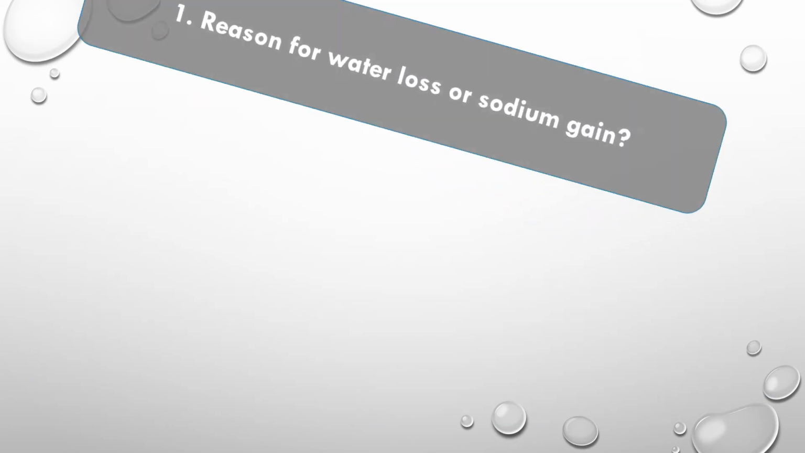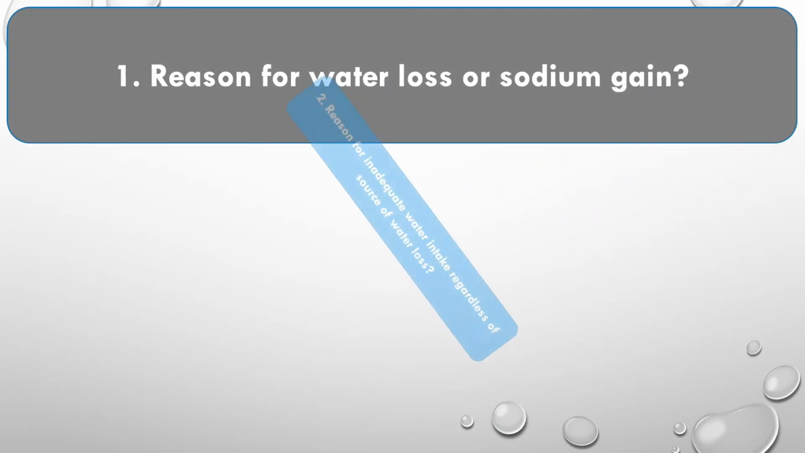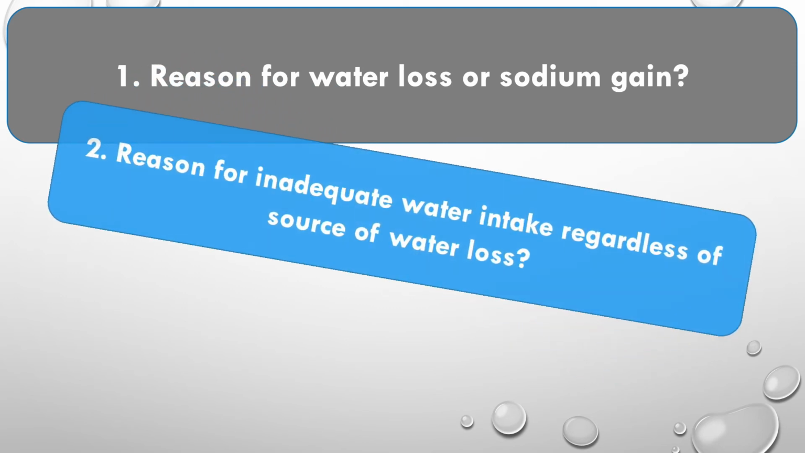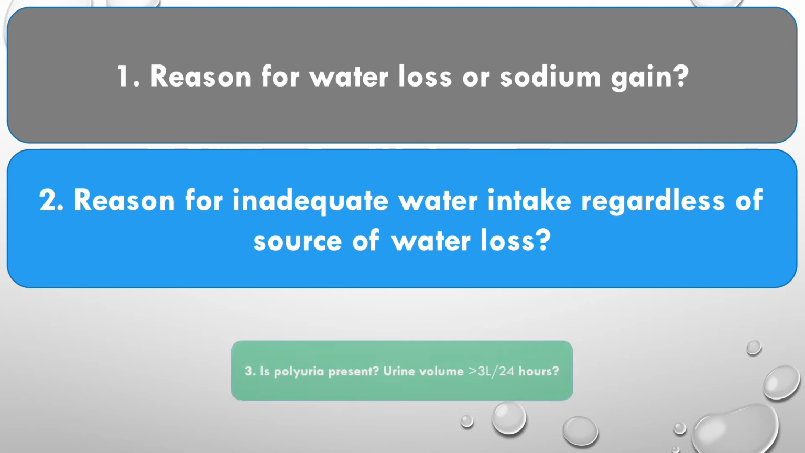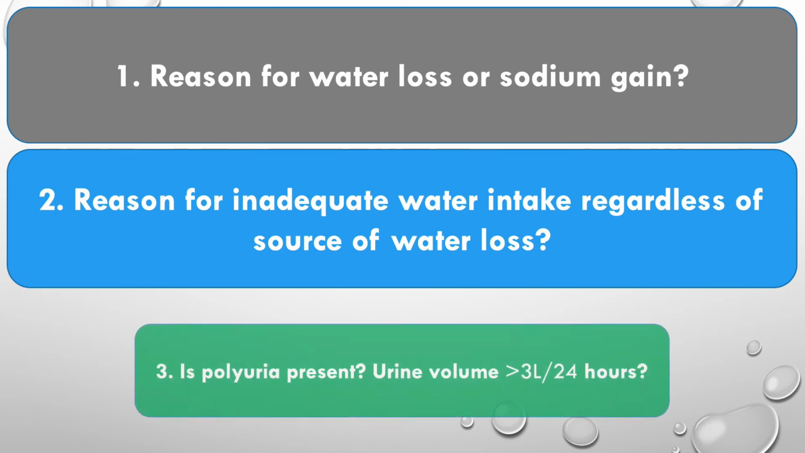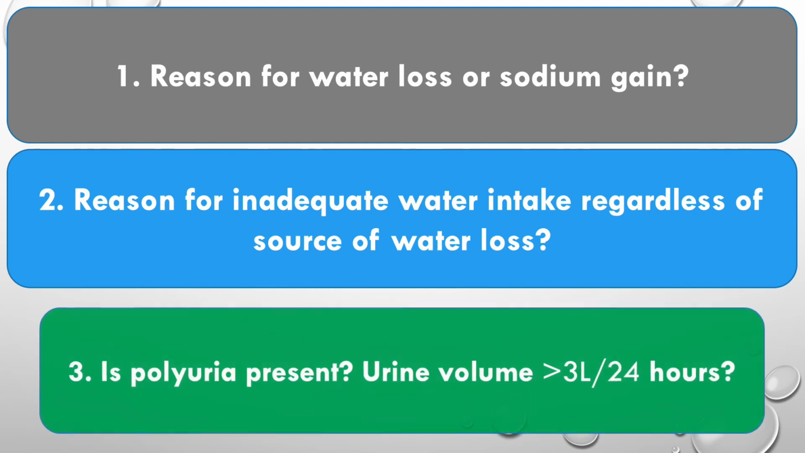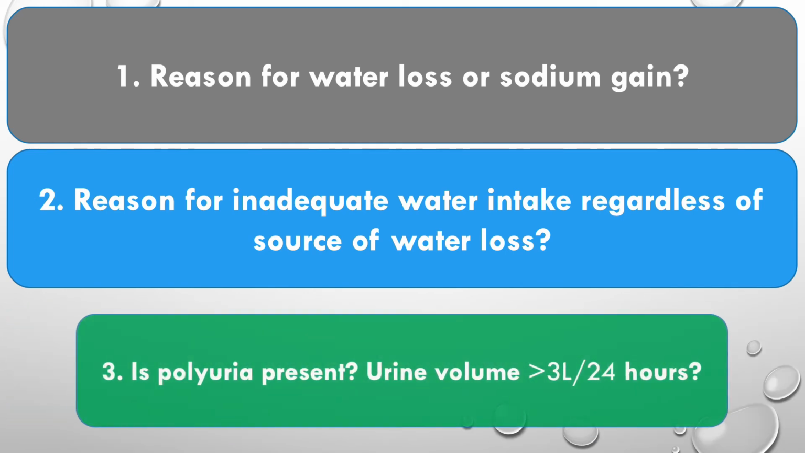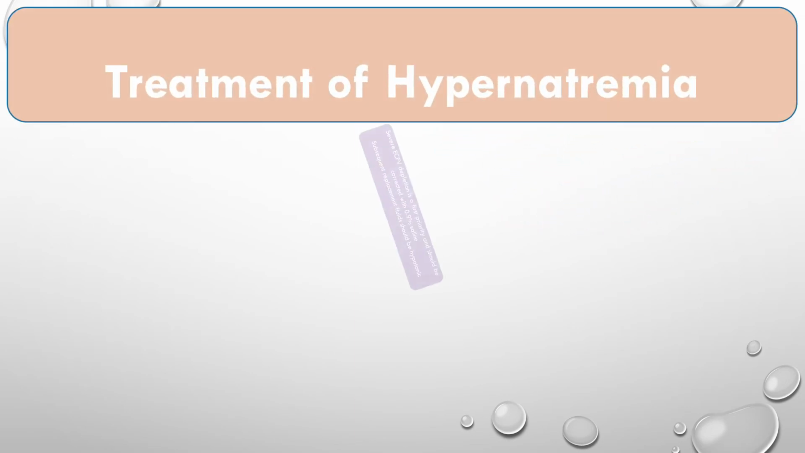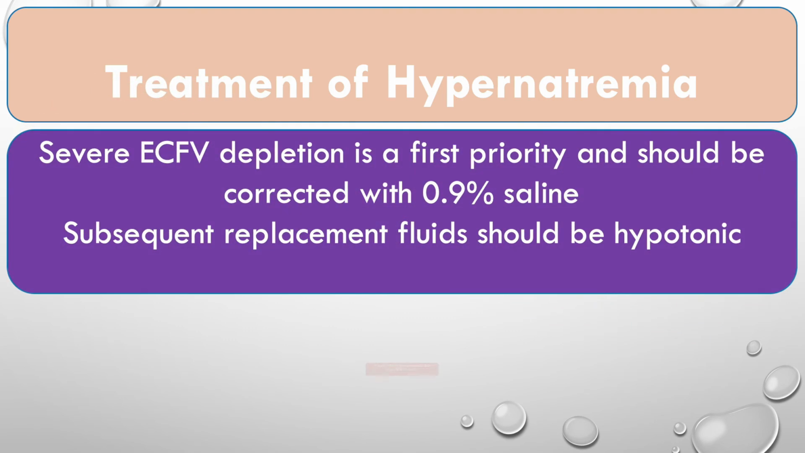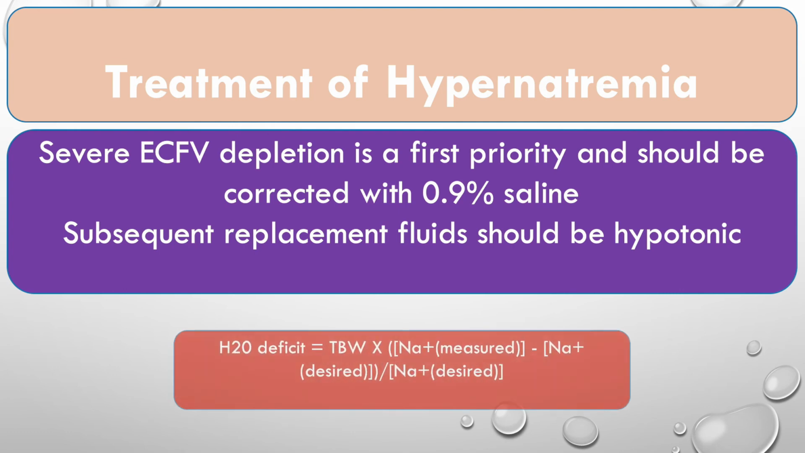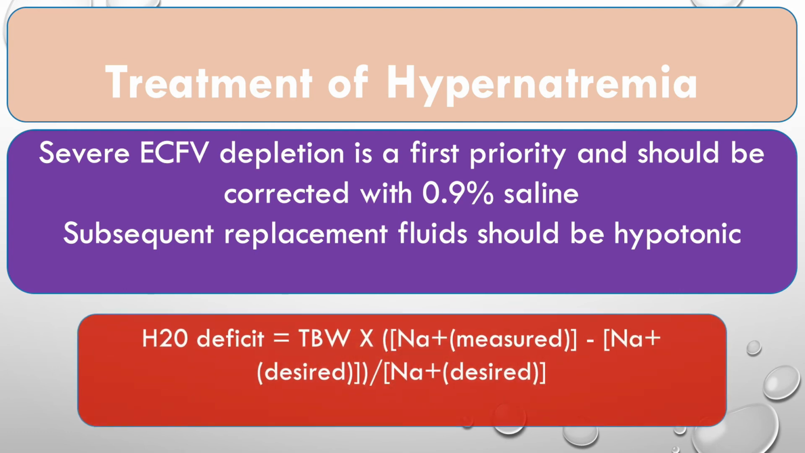Although identification of the cause of water loss is important, attention must also be given to identification of the reason why the patient is unable to replace the water losses, such as impaired thirst, altered mental status, or a primary neurological disorder. Severe ECF volume depletion, especially when accompanied by hemodynamic compromise, is a first priority and should be corrected with 0.9% saline. Subsequent replacement fluids should be hypotonic.